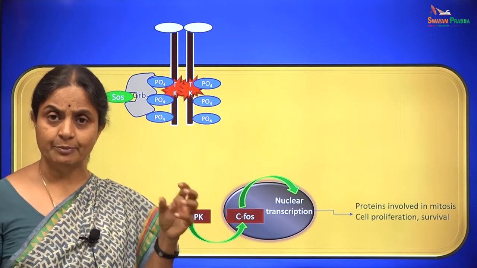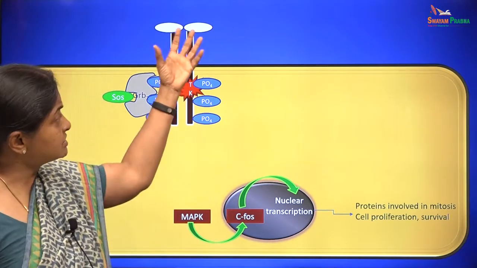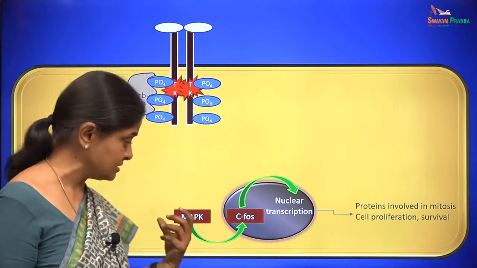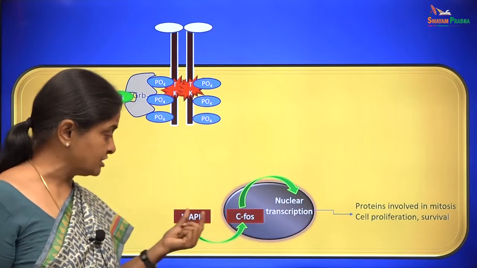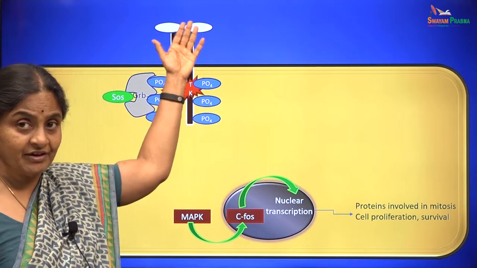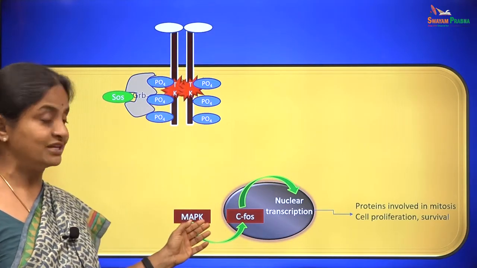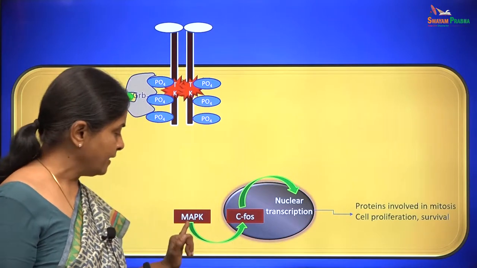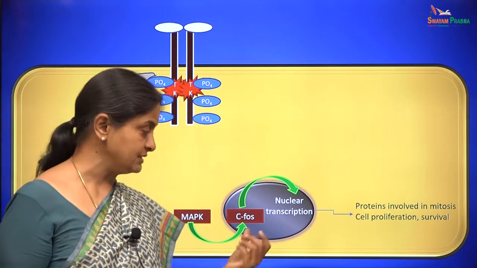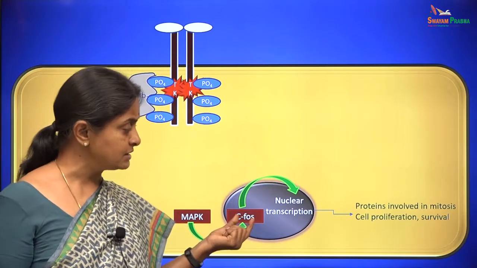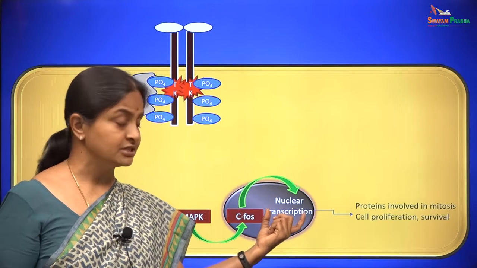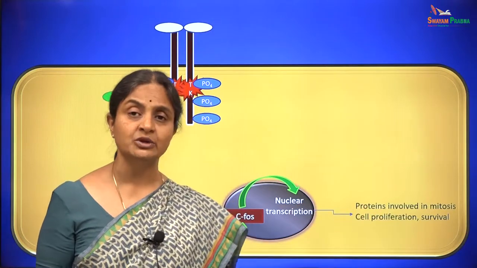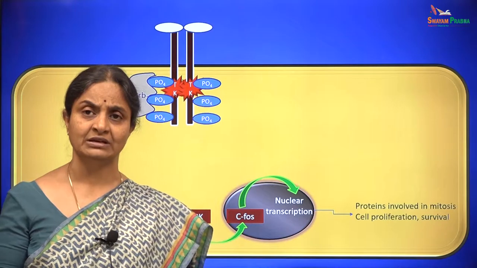cell suicidal mechanisms. Apoptotic mechanisms are inhibited. Because they are pro-mitotic, they enhance cell proliferation, survival, etc. Because they are pro-mitotic, they are referred to as mitogens. These ligands are referred to as mitogens, and they finally activate a protein kinase, and that's called a mitogen activated protein kinase. Now this protein kinase can translocate into the nucleus and phosphorylate other proteins, which will act as transcription regulators. They will bring about nuclear transcription to induce synthesis of proteins which are involved in mitosis, cell proliferation, survival, motility, etc.